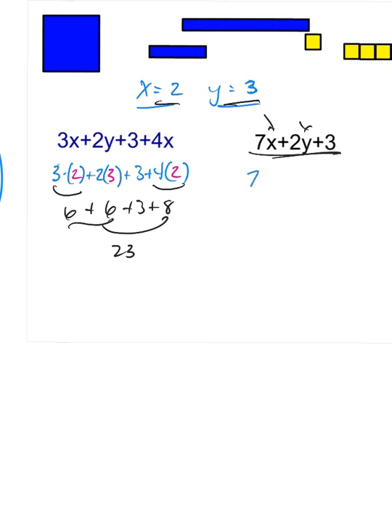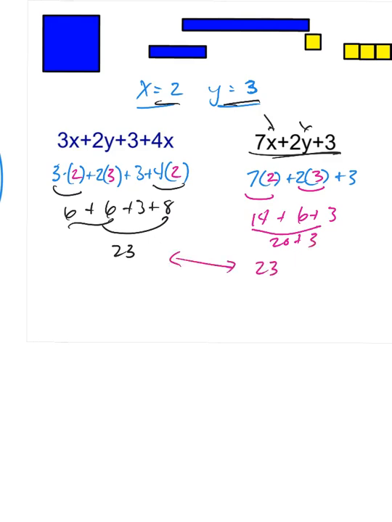So we're going to have 7 times x plus 2 times y plus 3. And we said that x was 2 and y was 3. 7 times 2 is 14, plus 2 times 3 is 6, plus 3. 14 plus 6 is 20, 20 plus 3 is 23. Oh, look, they're the same.